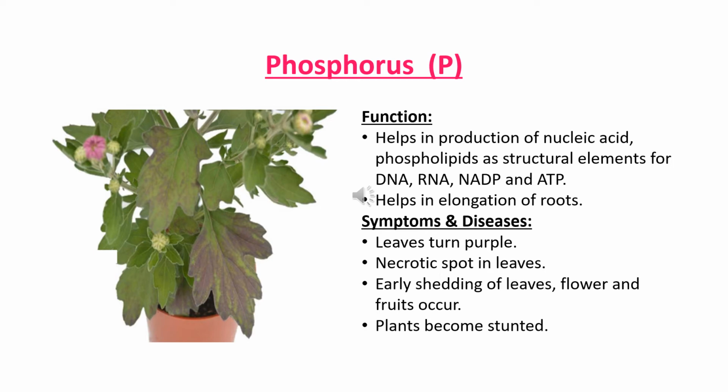Okay. And the second one is that necrotic spots in the leaves are also visible. What is a necrotic spot? A necrotic spot means some of the cells or tissues in between the leaves die. So after the death of the cells and tissues, that part turns brown, like dry leaves. The spot on that part of the leaf looks exactly like that. And for this reason, another thing happens. Early shedding of leaves, flowers and fruits occurs, and plants become stunted due to the lack of growth.